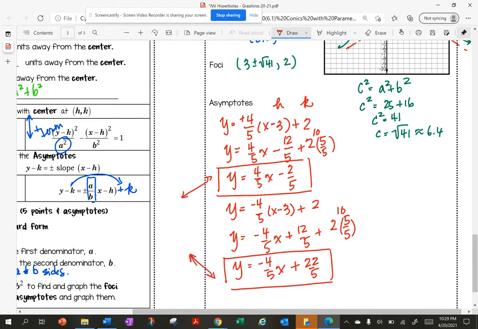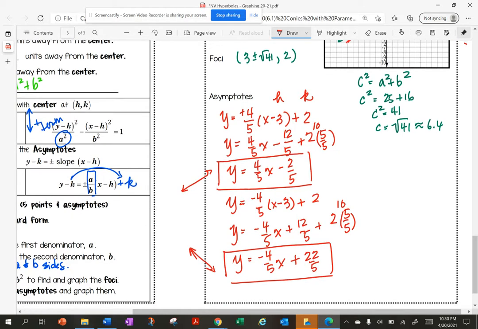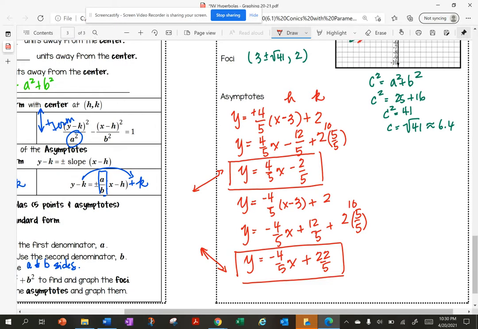Okay, there's just a lot of steps, but I don't think it's hard. And I like this one because then it's got the Pythagorean theorem in the standard form.